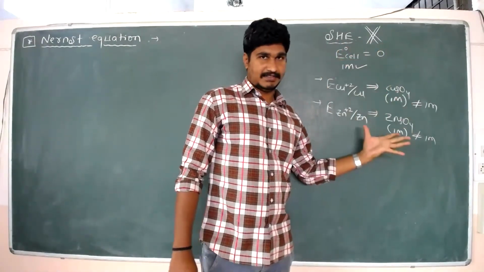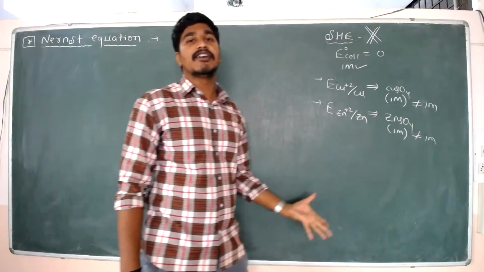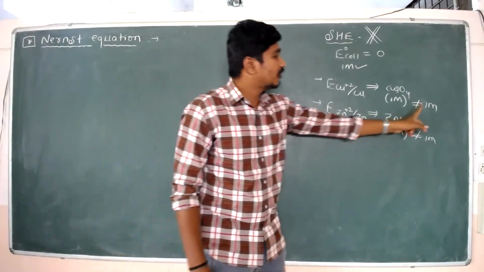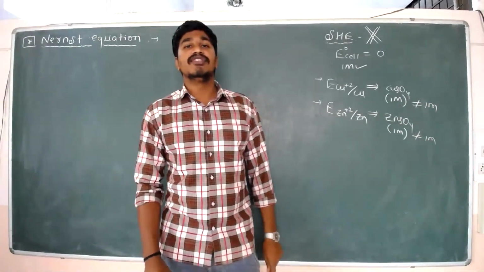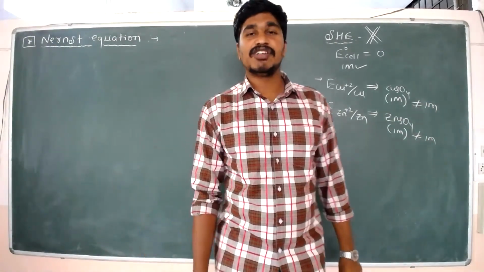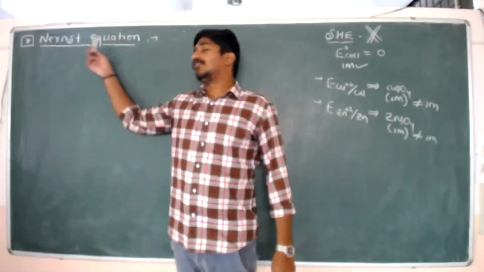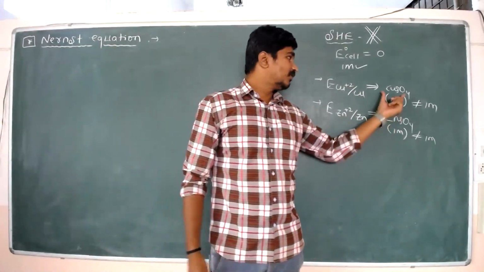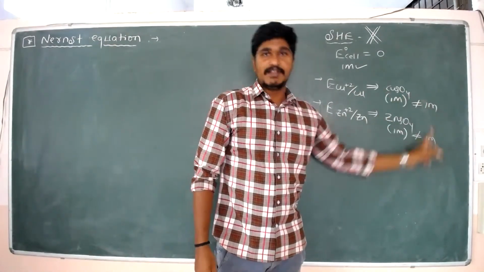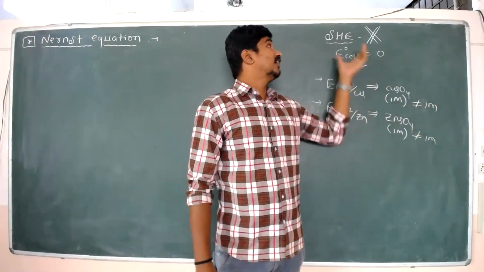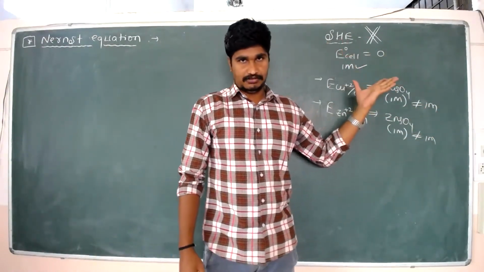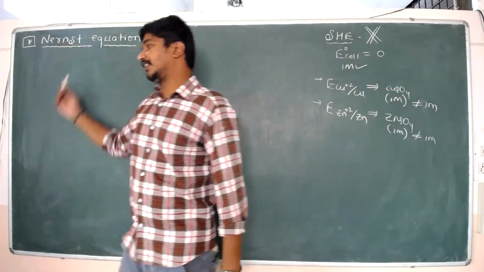In such cases, how to calculate the electrode potential when the concentration of the solution is not equal to 1? We have to use one equation. That equation is called the Nernst equation. If the concentration of the solution is not equal to 1, then use the Nernst equation. If it is exactly equal to 1, then we can use the standard hydrogen electrode. Clear? Now we will see the Nernst equation.